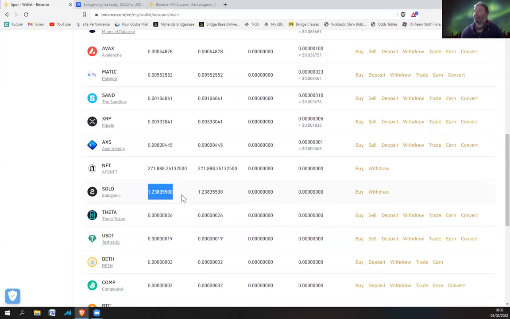I only had a few hundred dollars of XRP. So I'm sure a lot of you out there probably hold thousands of XRP, so you've probably got a decent chunk of solo for your XRP. So let us know who got the most.